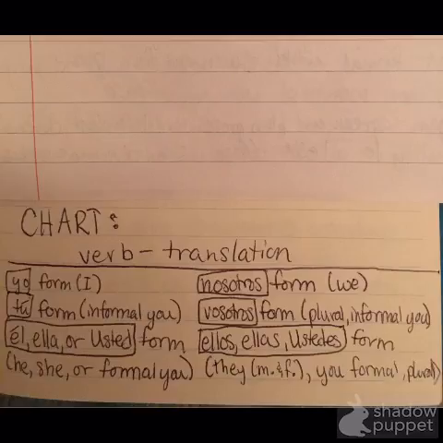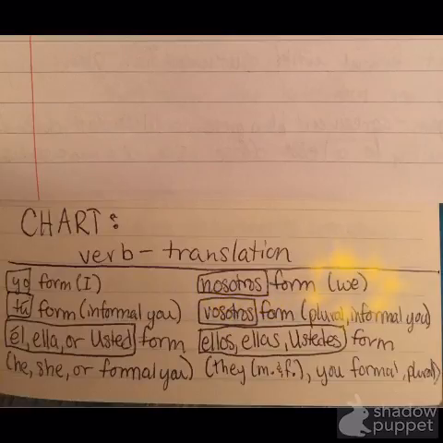The boxed words are the Spanish pronouns. The yo is I, tú is you, but only used informally. If you would like to use you formally, if you're talking to a teacher or a professor or someone you don't know, you would use usted, which is the formal you. Él and ella are he and she.